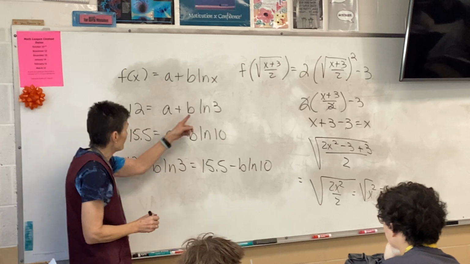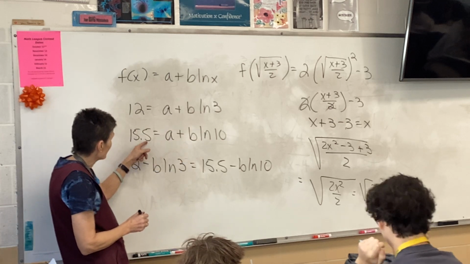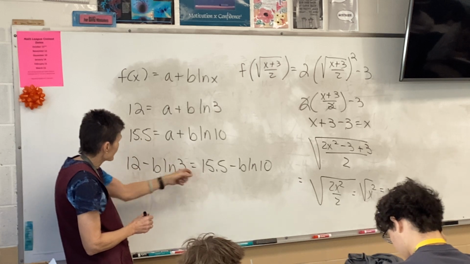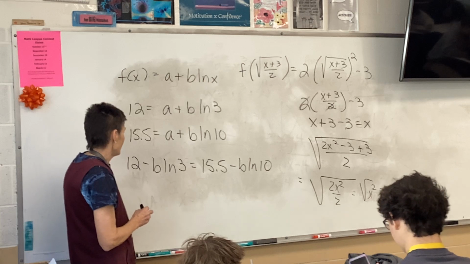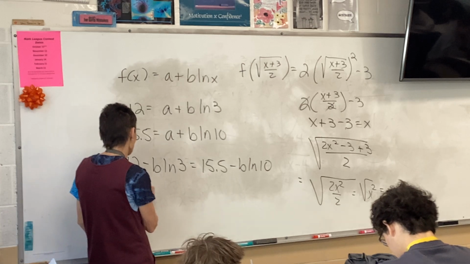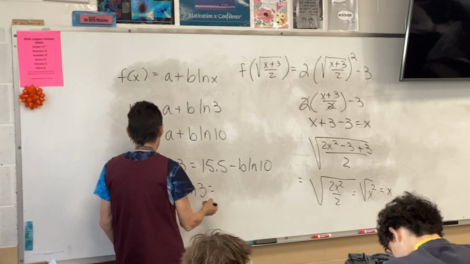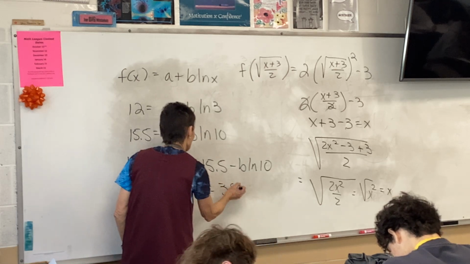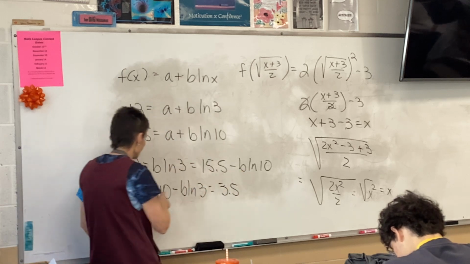Is that all right with everybody? I subtracted this over to get a by itself, subtracted this over to get a by itself, and then set them equal to each other. Does that look okay? Now I'll start moving things around. So b ln 10 minus b ln 3 equals 3.5. I subtracted the 12 and added the b ln 10.